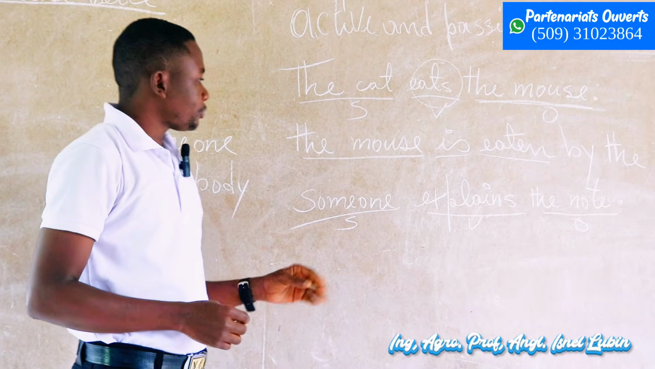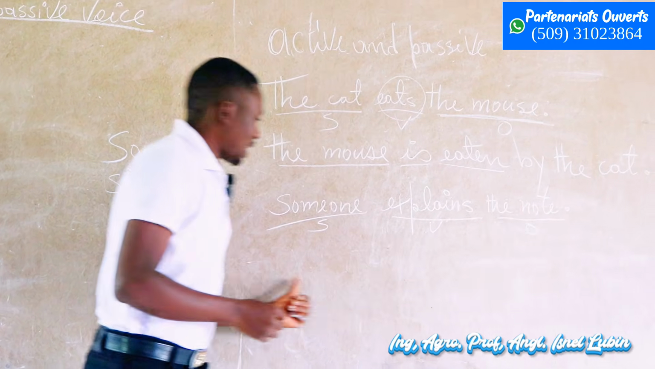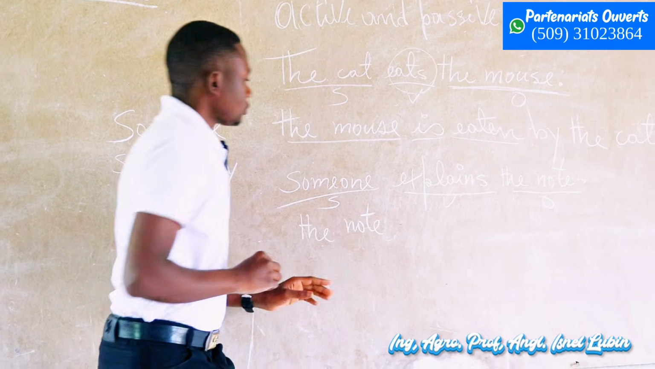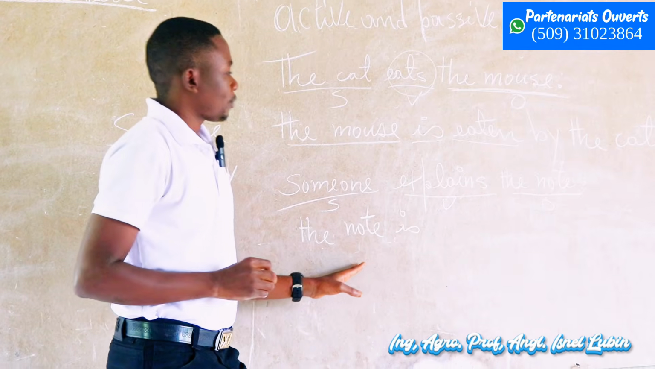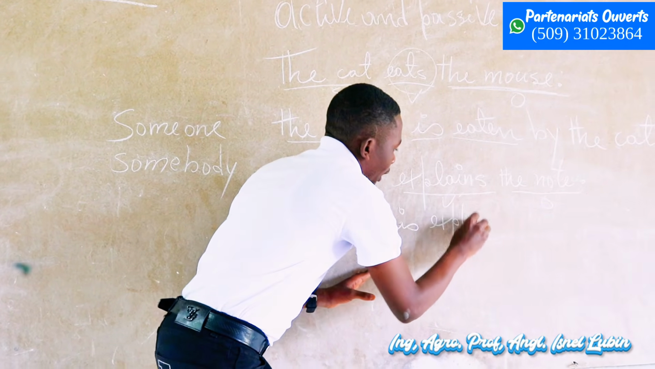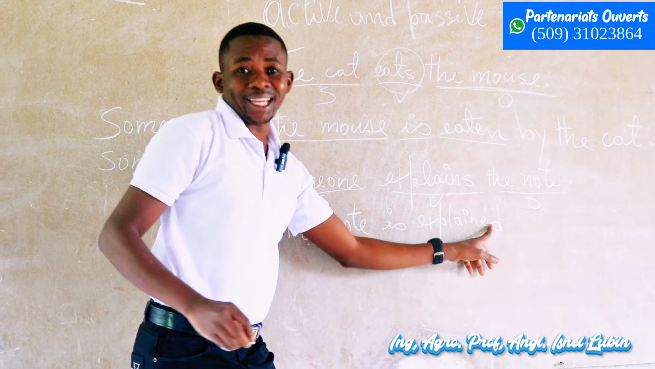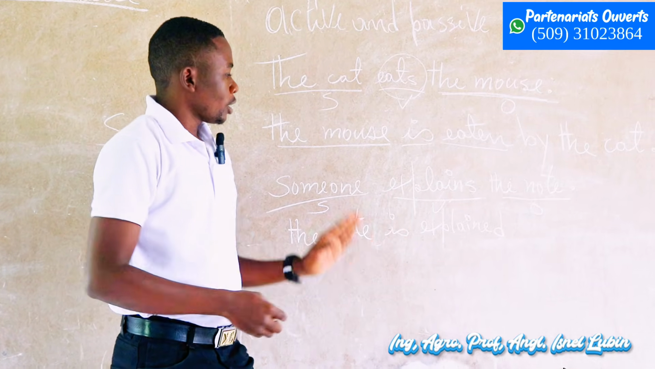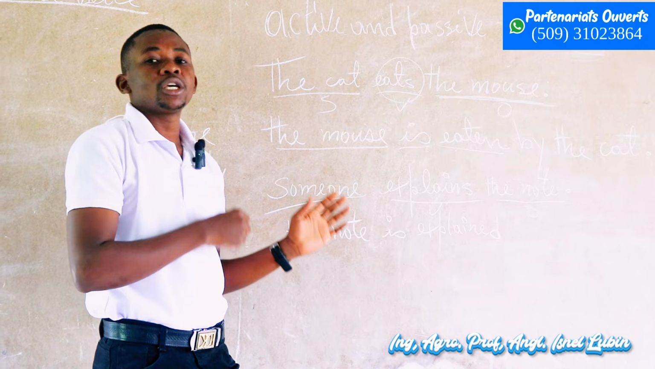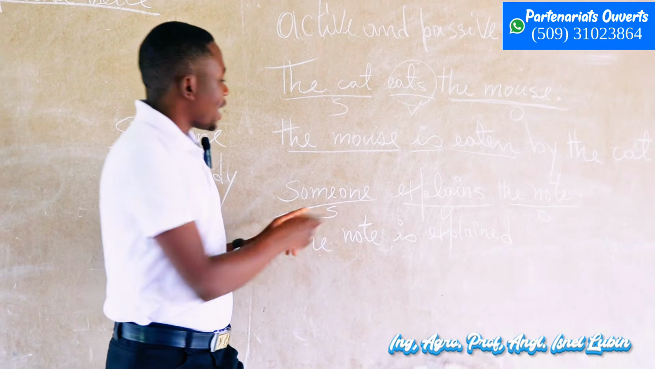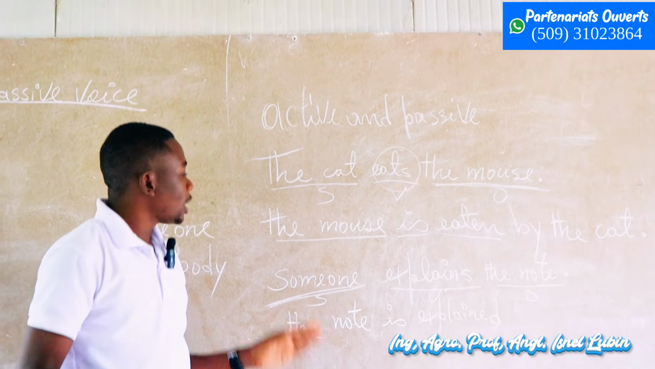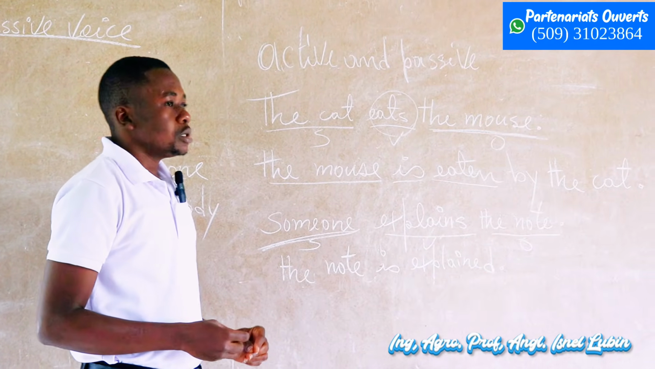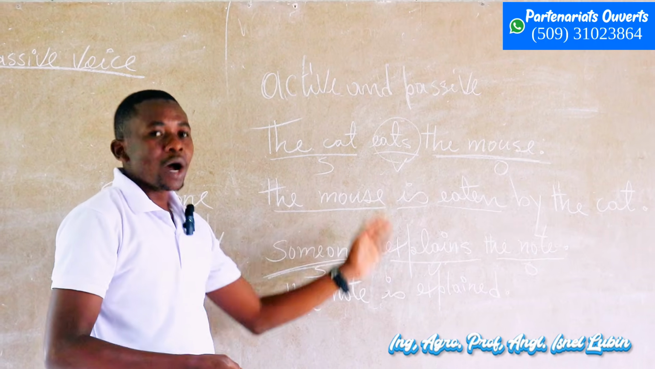We are going to move the object to the subject position. That's to say, the note is explained. Explained is the past participle of the verb to explain. Then, if the subject was necessary, I will put by. However, with someone, the subject is unknown, so I just say the note is explained. I believe you understand what I am doing.